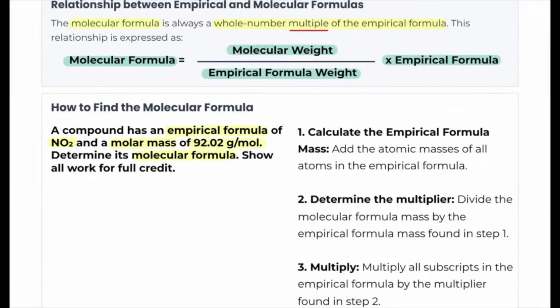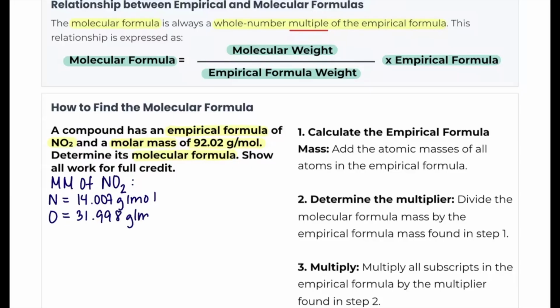So the first thing you want to do is to find the molar mass of the empirical formula, the simplified whole number ratio of atoms. And they give it to us as NO2. So nitrogen on the periodic table is about 14.007 grams per mole, and oxygen is about 15.999 grams per mole. But because we have two oxygens present, we have to multiply the molar mass of oxygen by 2. And we get 31.998 grams per mole of oxygen.